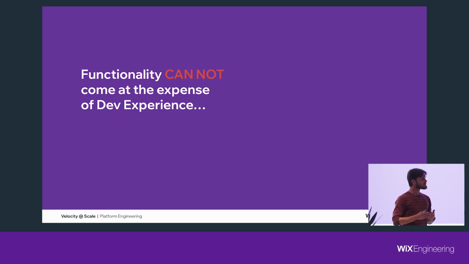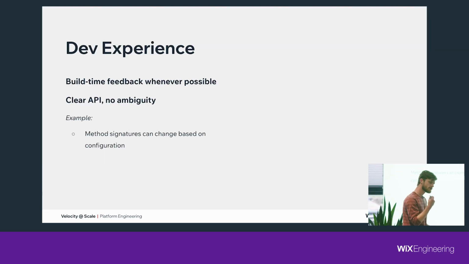We can always invest into functionality of a library, but functionality cannot ever come at the expense of dev experience. Never. You know this phrase, you build, they come, right? But if you build a questionable library, developers will come, take a look at it, tell you their feedback, and go away, okay? So never ever can functionality come at the expense of dev experience. So how can we achieve it?